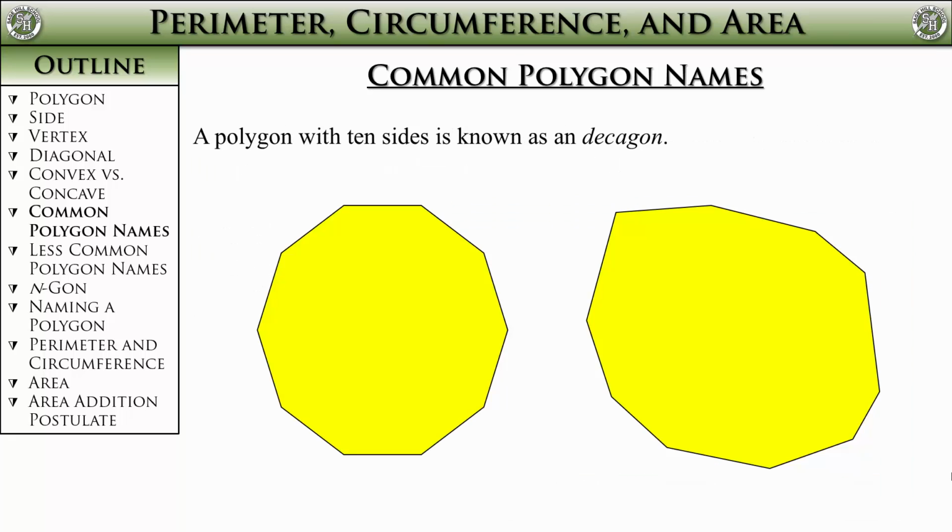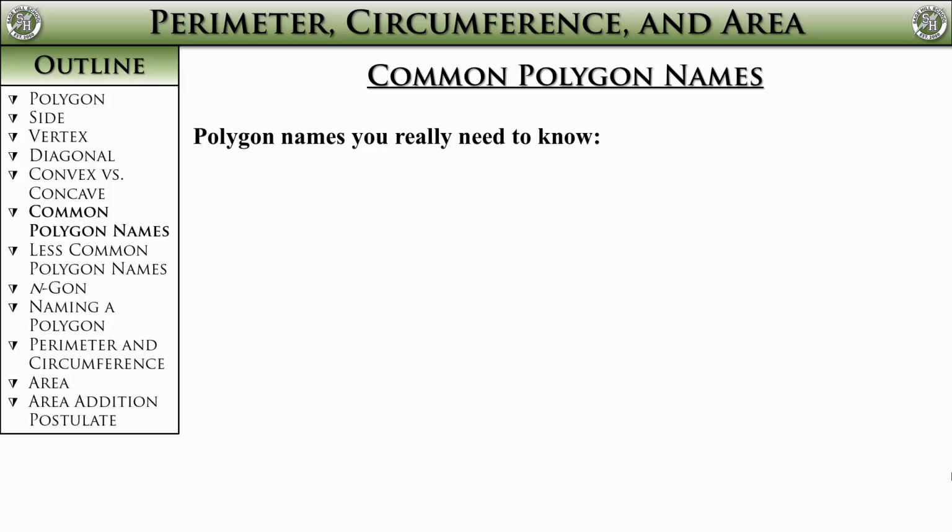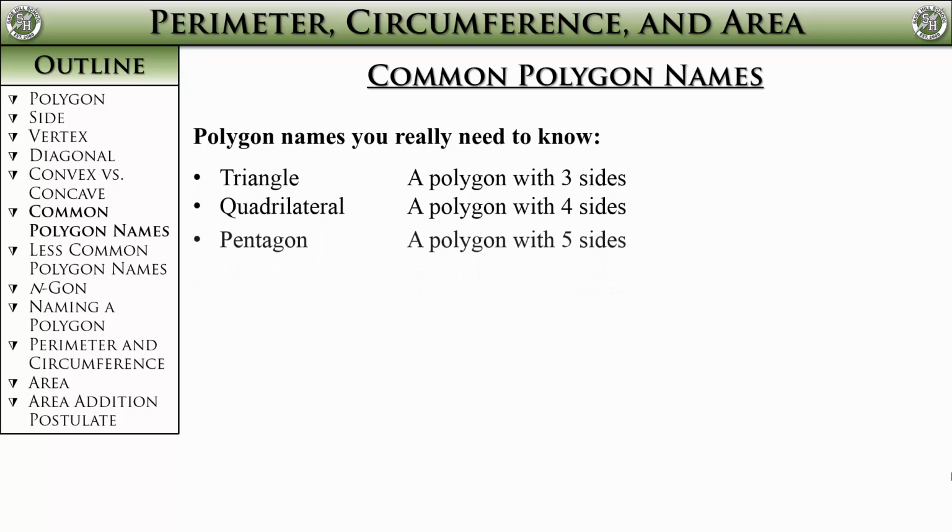Yes, we are skipping 9. Just like 7-sided polygons, 9-sided polygons are pretty rare. So we move on to 10. And a 10-sided polygon is known as a decagon. So those are all the names you really need to know. They come up quite a bit, and we'll be using all of them in this class.